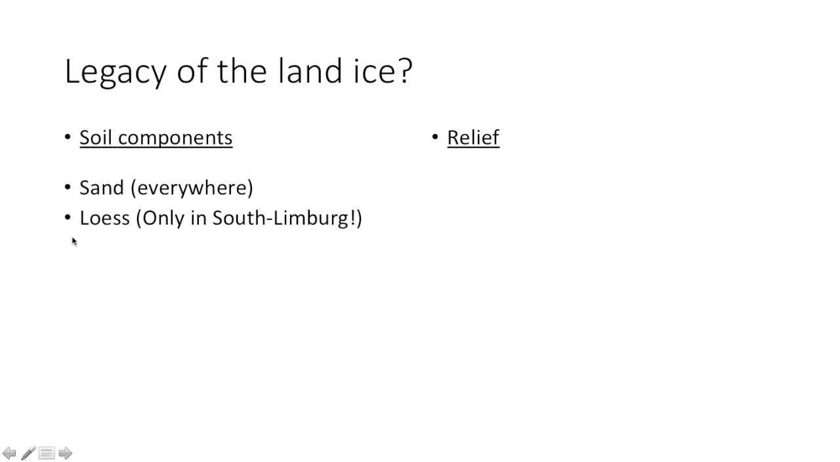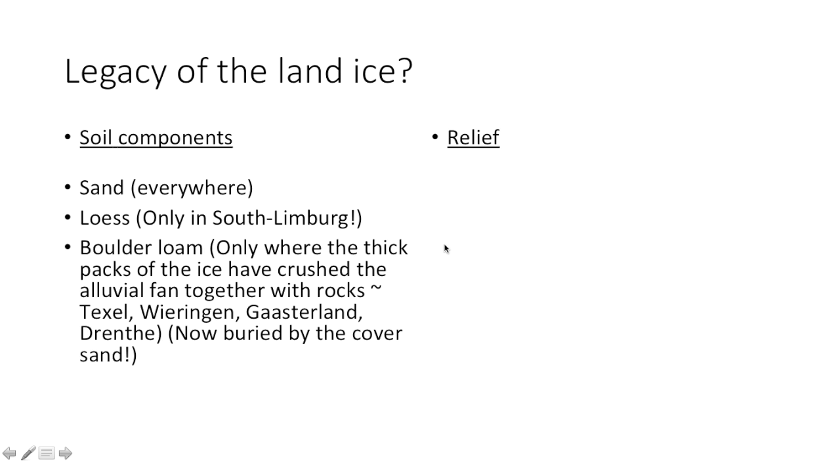All right? It only falls down on the higher bits of the Netherlands. Let's say above 200 meters above sea level. So the Ardennes, the higher parts of the Eifel, and South Limburg as well. Okay, there is some boulderloam in the Netherlands as a soil component, but it's only where the thick packs of ice have crushed the alluvial fan together with rocks. Nowadays, these boulderloam hills can be found on Texel, Wieringen, Gaasterland, Drenthe, and they are now buried by the cover sand, so you have to drill before you get into the boulderloam.